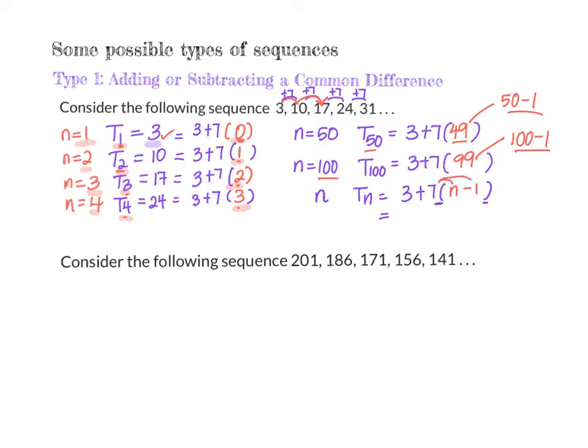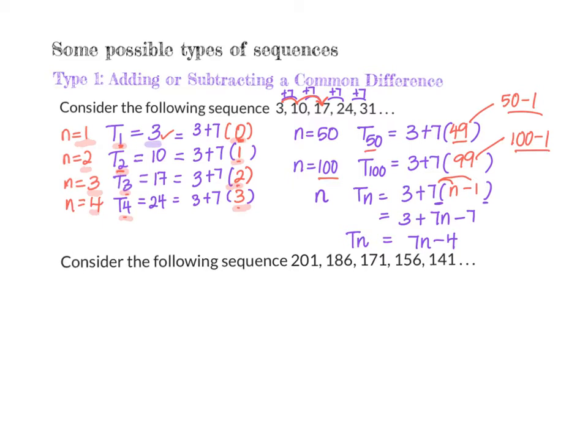So we're going to multiply it inside. We'll take 3. 3 is on its own. But 7 is multiplied to n. So I have 7 groups of n and 7 groups of -1, which gives me -7. And in this case, the formula will be 7n minus 4. So therefore, the general term will now be Tn equals to 7n minus 4.